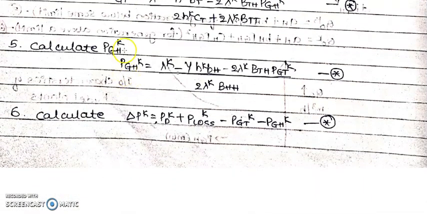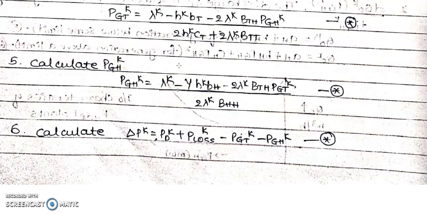Then after deriving pgt raised to k, you need to derive the equation for pgh raised to k. Here the equation will be lambda k minus y h raised to k into btt ph minus 2 lambda raised to k into bth into pgt raised to k, divided by 2 lambda k into bhh.